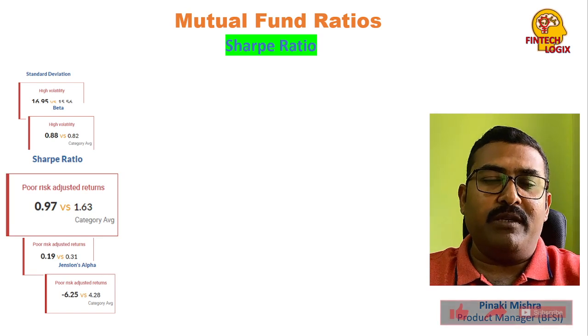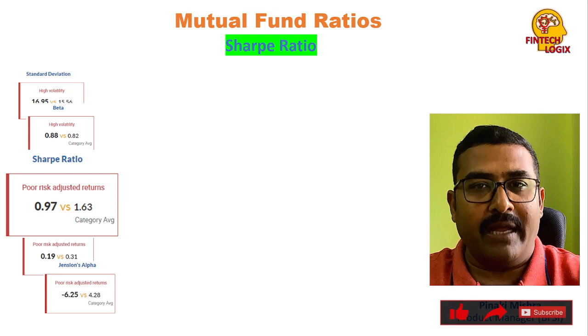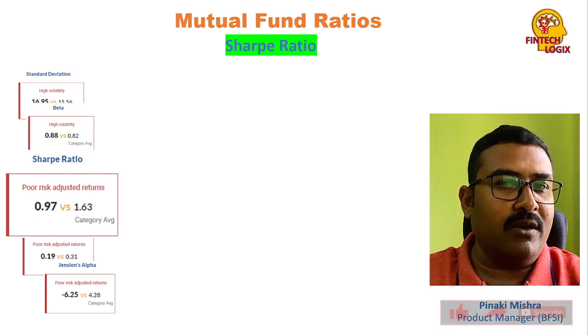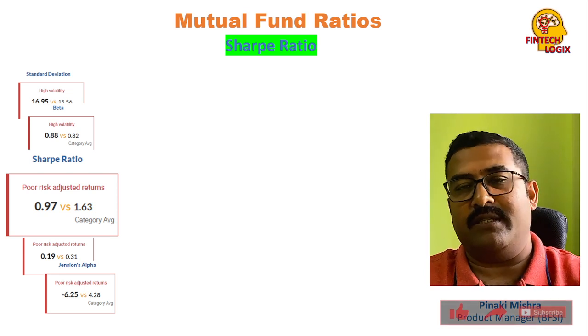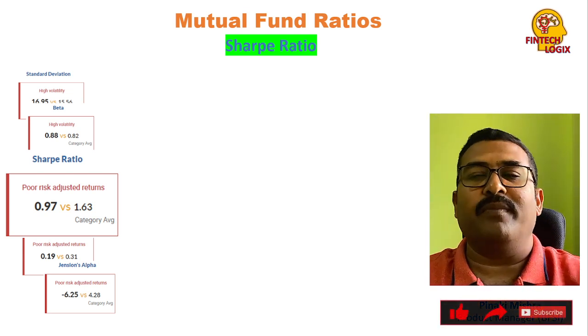So today we will talk about another ratio that an investor can use while making his or her mutual fund decisions. The ratio is called the Sharpe ratio.